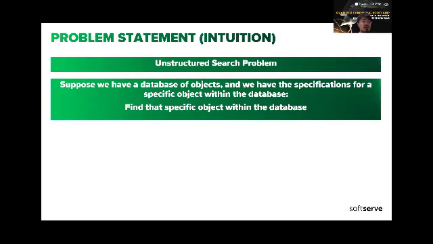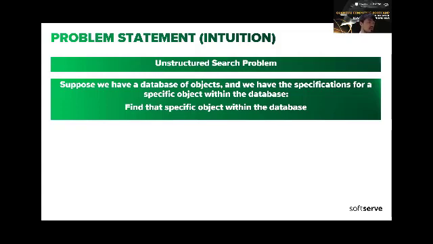The Grover search algorithm is really motivated by what we call the unstructured search problem. Suppose that we have a database of objects. This database is unsorted, unstructured. There is no particular structure. It's just randomly placed in your database. And we have specifications for a specific object within that database. The problem that we want to solve is to find that specific object within the database.